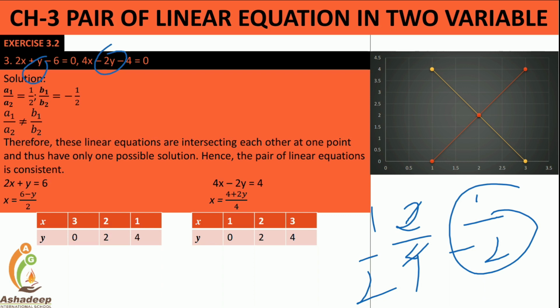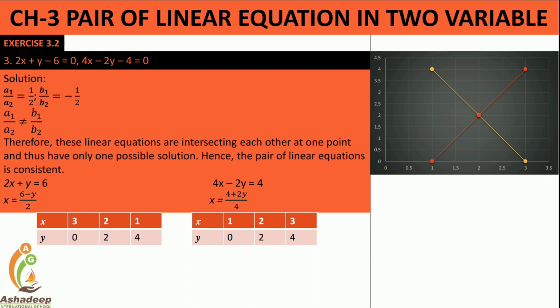Can 1 upon 2 and minus 1 upon 2 be equal? No. So a1 upon a2 is not equal to b1 upon b2. Therefore, the linear equations are intersecting each other at one point and thus have only one possible solution. Hence, the pair of linear equations is consistent. If it has a solution, then it is called a consistent pair.